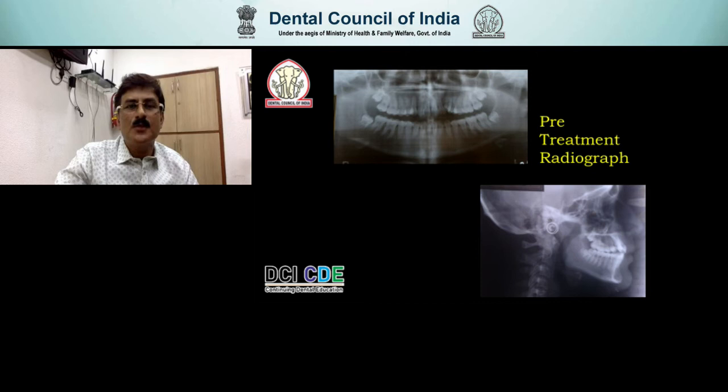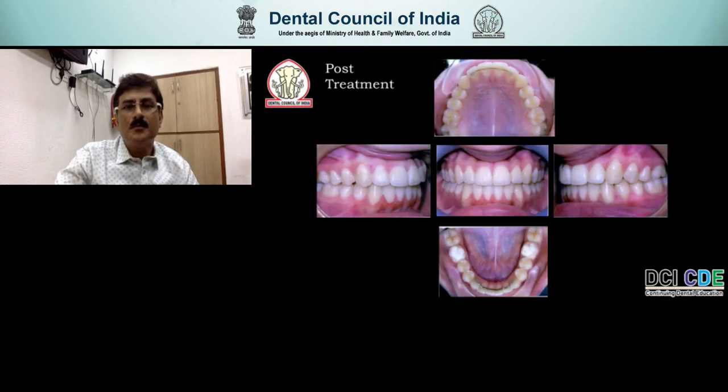That's the cephalogram and OPG. That's the post-occlusal pictures, upper and lower occlusion, the buccal occlusion, and the front. Canine and molar in class 1, normal overjet and overbite, aligned arches. And that's the facial appearance.